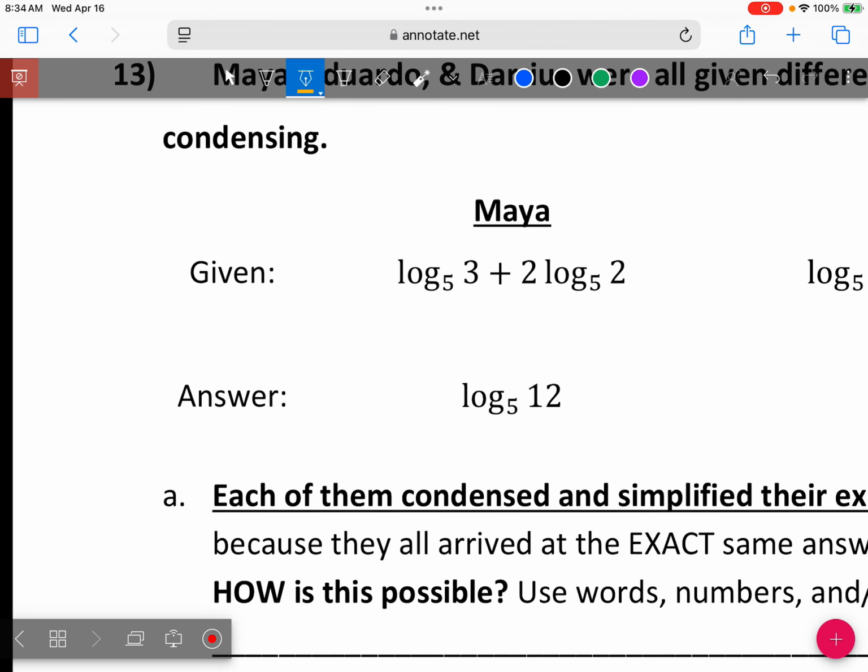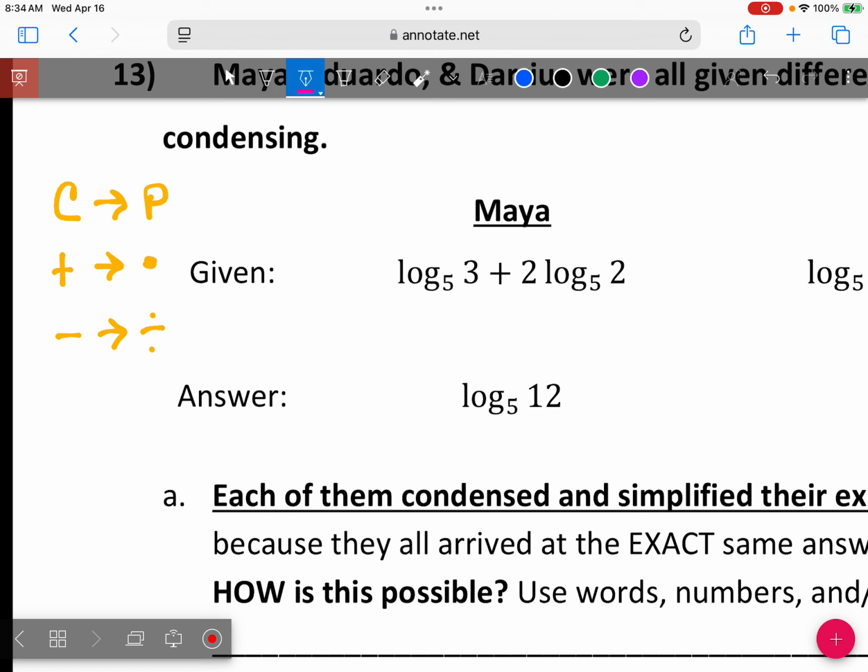What these are all looking at is our condensing, where we take our coefficients and turn them into powers, because I'm going the wrong way. Coefficients go into powers. Our addition turns into multiplication, and our subtraction turns into division. So we're using our condensing properties here.